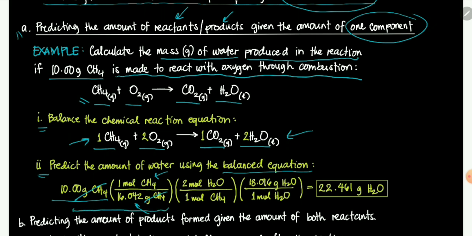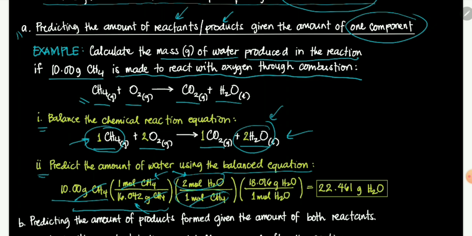So kapag alam na natin yung number of moles given this, okay, pwede na natin i-relate yung amount ng water sa amount ng methane doon sa balanced reaction. So makikita natin na per molecule of methane consumed, meron tayong 2 molecules of water produced. So per mole ng methane, meron tayong 2 moles ng water na mapoproduce based on the balanced reaction. So that's 2 moles of water per 1 mole of methane. So makakancel yung moles ng methane. So matitira ay yung moles ng water sa units.